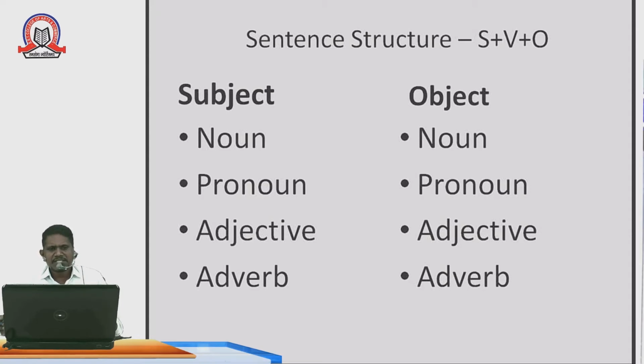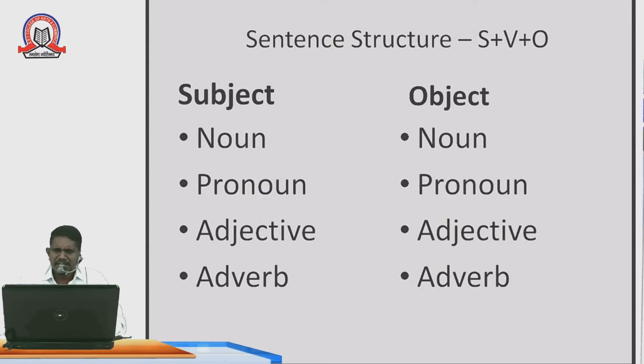Now these five, noun, pronoun, adjective and adverb, also work as an object. How is it? See here, it is a black pen. Here "it" indicates pen, so it is working as a subject, and pen is working as the object. Both are nouns. So I think this example is sufficient for you to understand how these things work as a subject and object.